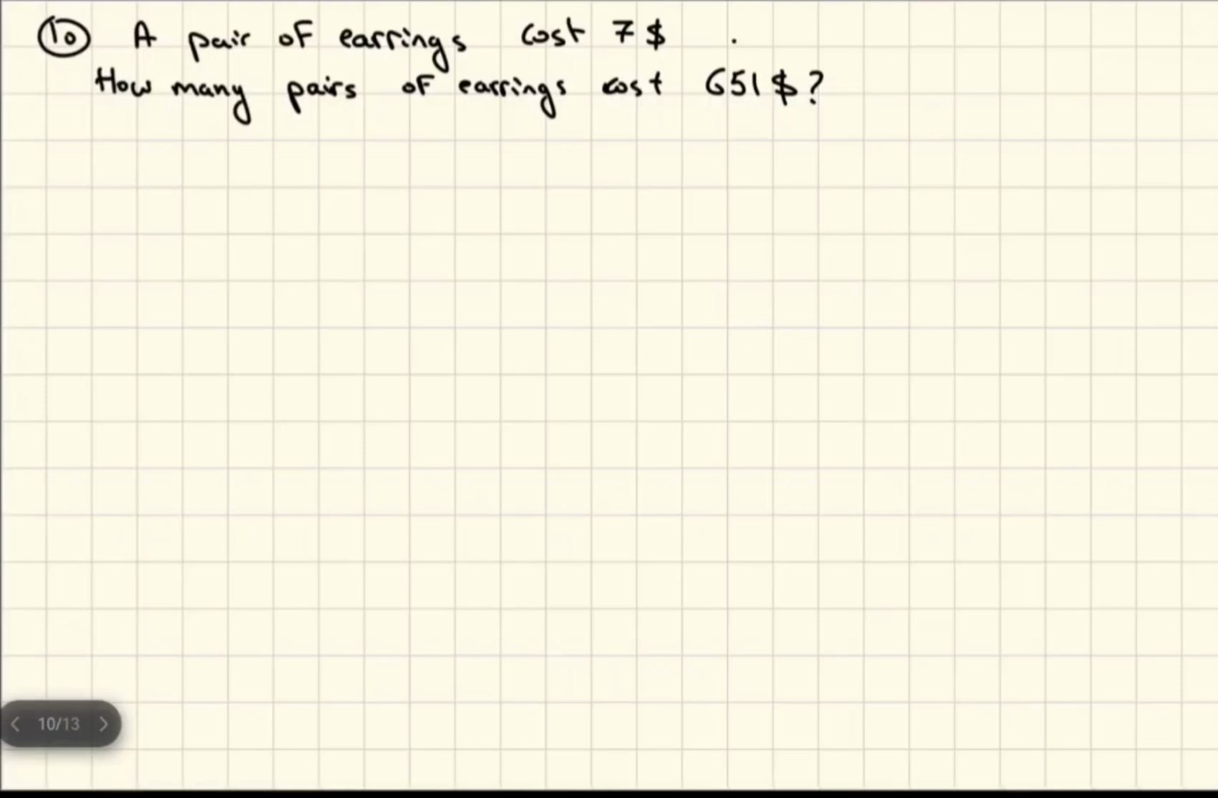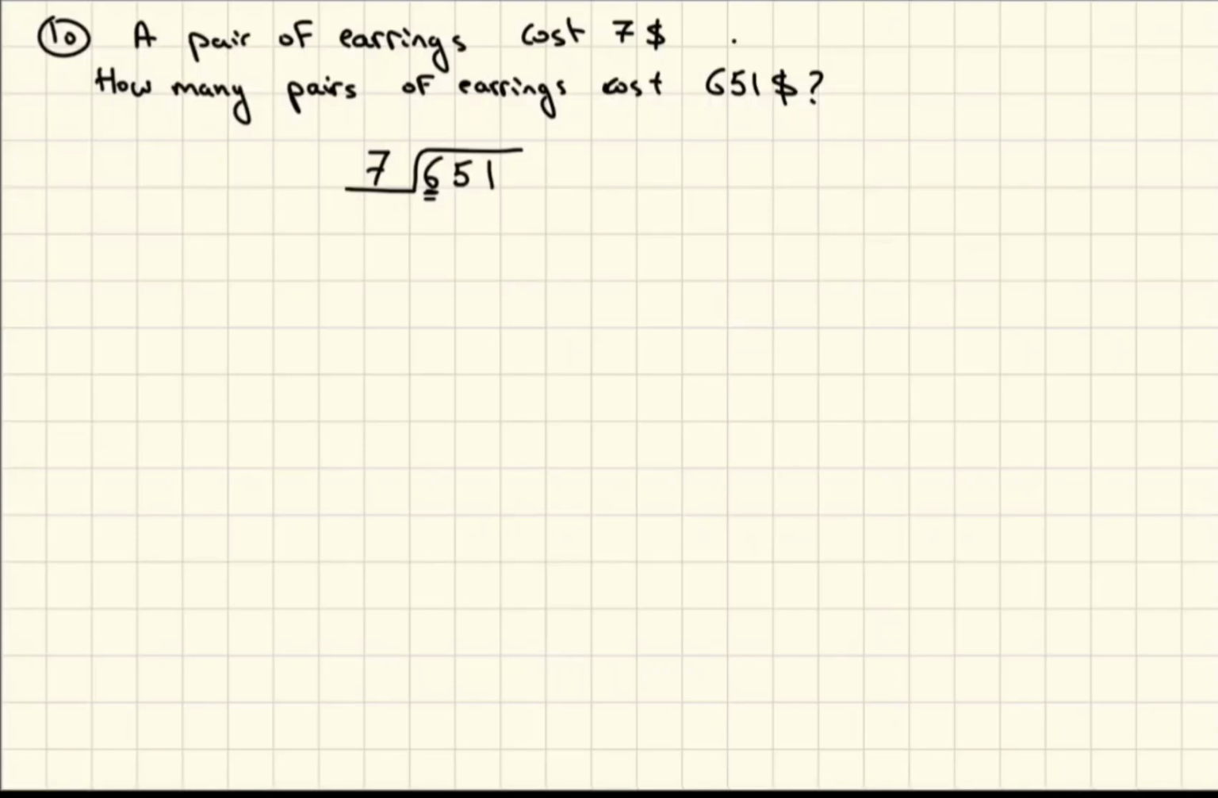Number 10. A pair of earrings cost $7. How many pairs of earrings cost $651? So this is similar to a question we did before. I have an amount of money and I know the price of one item. We must divide the total amount you have by the price of one, and this will give you the answer of how many of these items or earrings or whatever you're buying you can get.